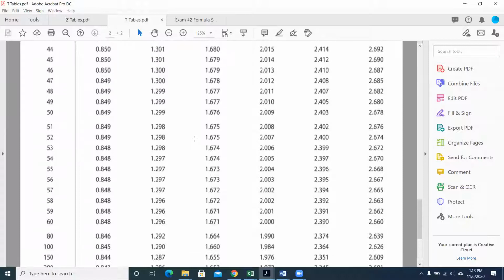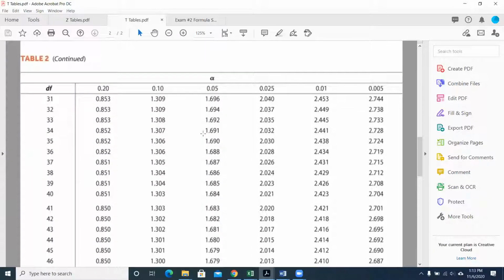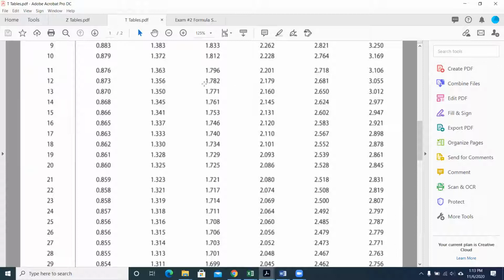Now, if I give you examples with smaller sample sizes, you're going to be quite a bit off. Like this is 1.7 or almost 1.8 once we get up to here. So it is important that we're correctly identifying which distribution we use.